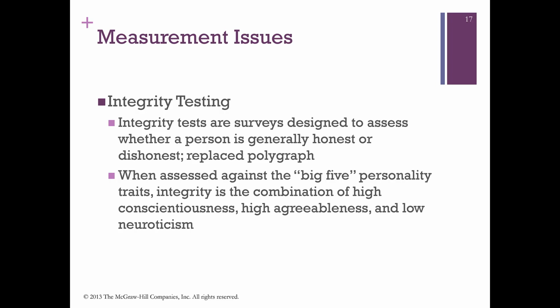I mentioned a couple weeks ago that we will see the Big Five pop up throughout class. Here you can see that the Big Five relate to integrity, with integrity being linked to a combination of high conscientiousness, high agreeableness, and low neuroticism.